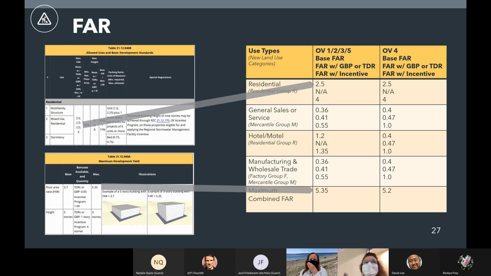As you can see on the left, it appears on one part of the table that the max FAR might be 4, and then you look at another part of the table and you realize maybe that it's 5.35, and it's kind of like, which is it? And it really depends on a number of factors. So in the new table, it'll be a little bit more direct in providing clarity on what type of uses garner how much FAR and what the maximum combined FAR for a site could be.